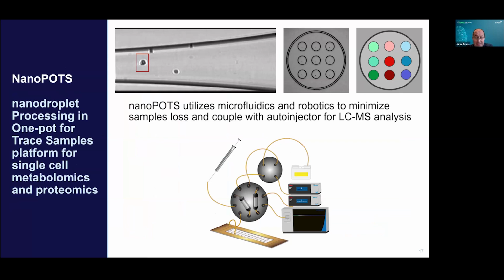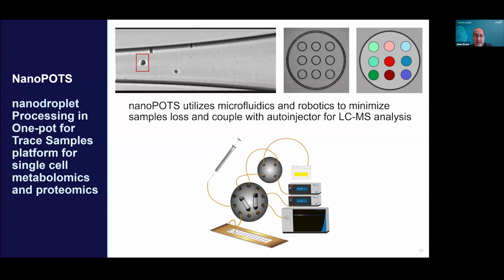Another one of our capabilities, we don't have time to go into all of them, but another one that can be applied if we're working with whole strains is nanoPOTS. And this is a method that's been developed here at EMSL. It's considered nanodroplet processing in one pot for trace samples and can be used for metabolomics or proteomics. And I don't want to go into full detail here because this is current ongoing work, but it is an example that is working with fungi.